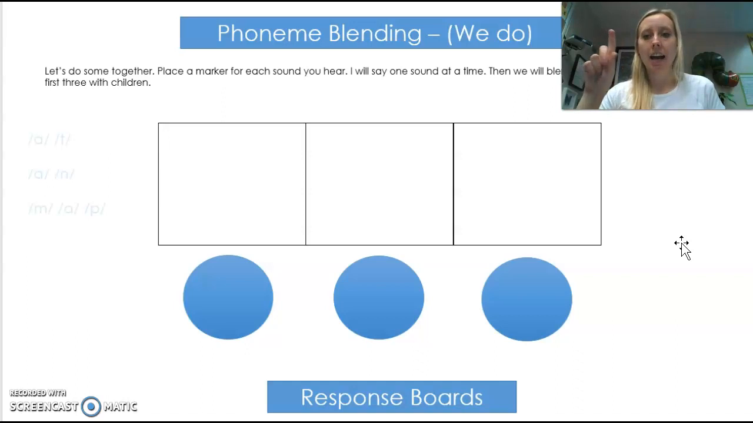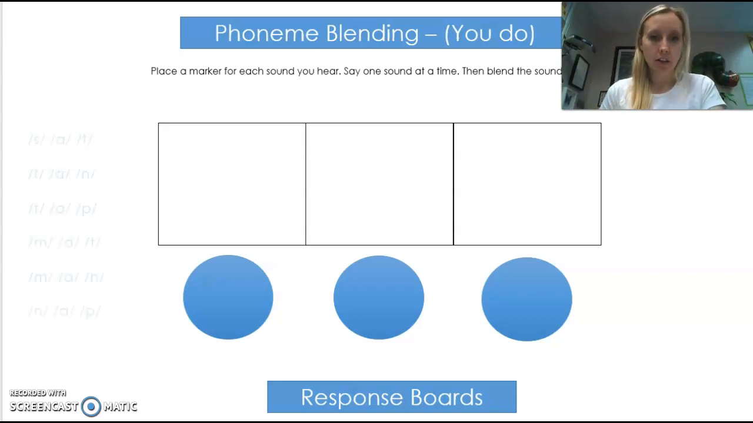At, a, t, 2 sounds. An, a, n, 2 sounds. Map, a, p, 3 sounds. Okay, now I'll do one and then I'm going to give you 3 seconds to do one. Sat, s, a, t, 3 sounds.